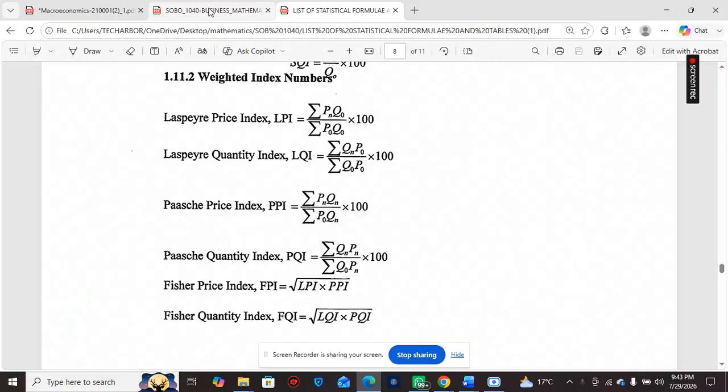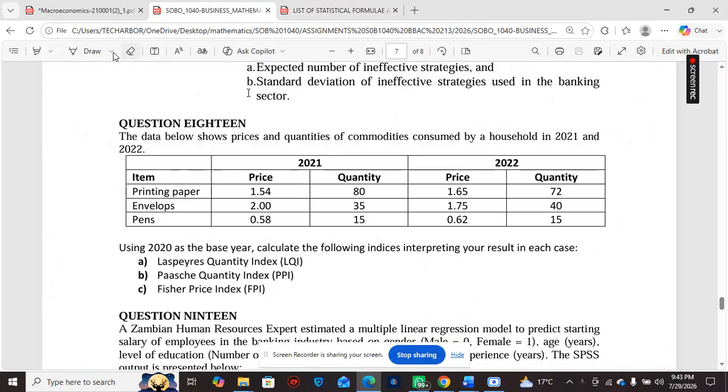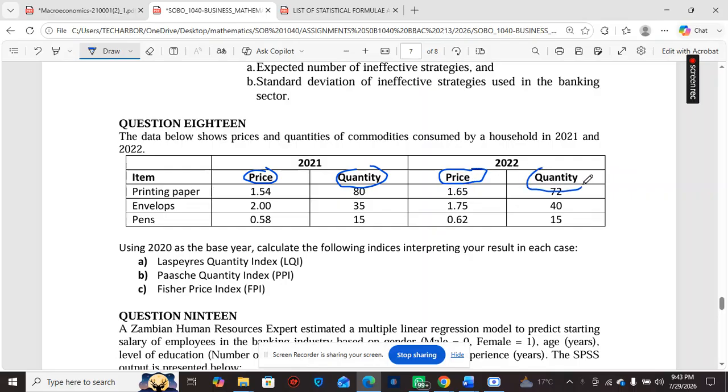So we're looking at this question here. The data below shows prices and quantities of commodities consumed by a household in 2021 and 2022. Colleagues, in 2021 we've got the price and the quantity. In 2022 we've got the price and also the quantity. The items that we have: printing paper, envelopes, pens. So using 2020 as the base year, calculate the following indices, interpreting your result in each case.